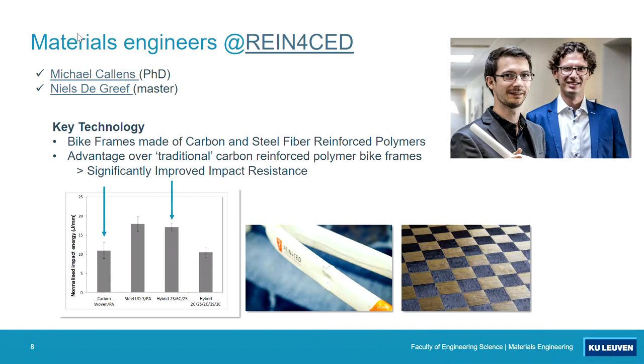And they applied this material, which you can see here on the right hand side as woven fibers of carbon and steel, to bike frames. And they show that their material has an advantage over traditional carbon reinforced polymer bike frames because it significantly improved the impact resistance. As you can see here on the left hand side, their material versus traditional carbon reinforced bikes. That means that upon an impact where a normal bike frame would have suffered a sudden fracture, the material developed by Michael and Niels could actually survive.